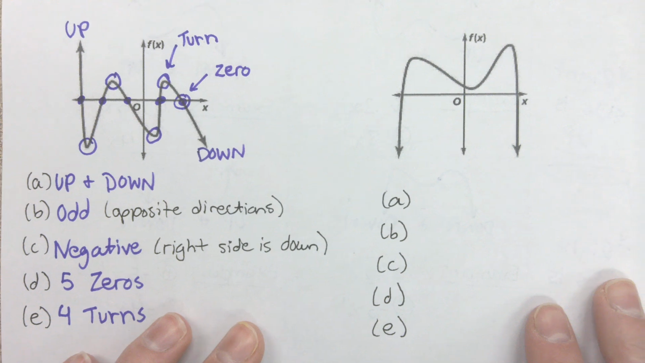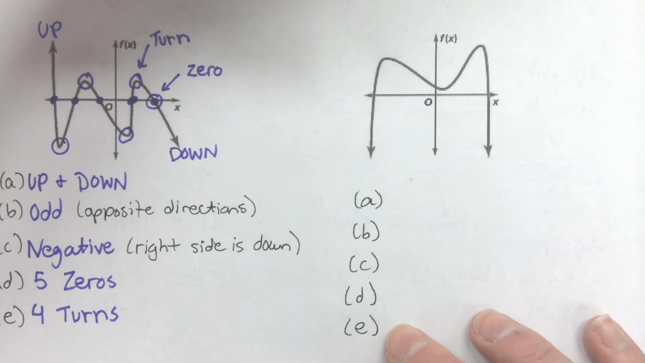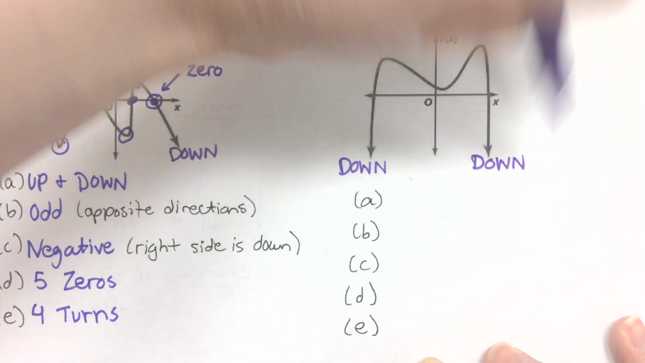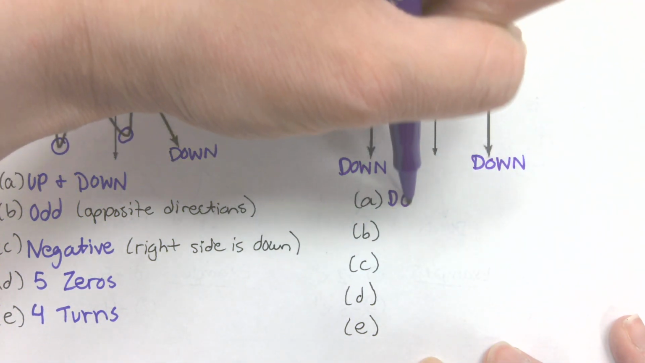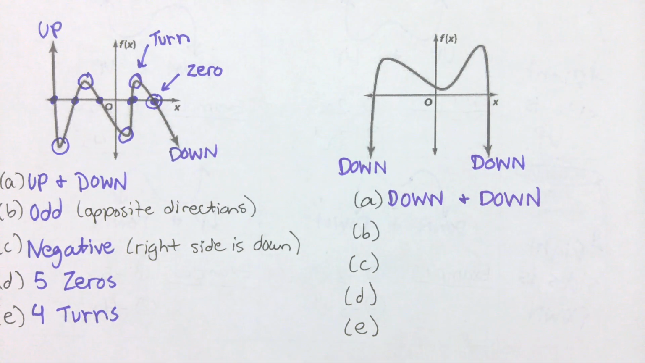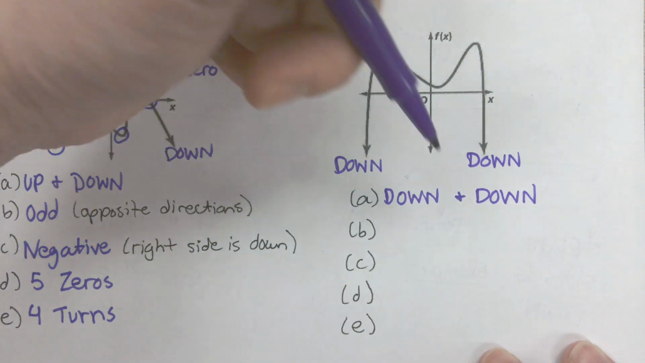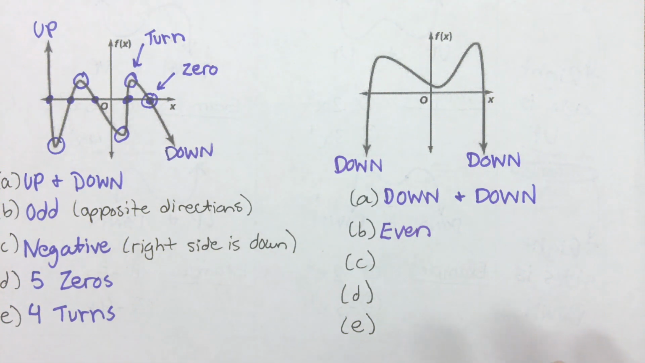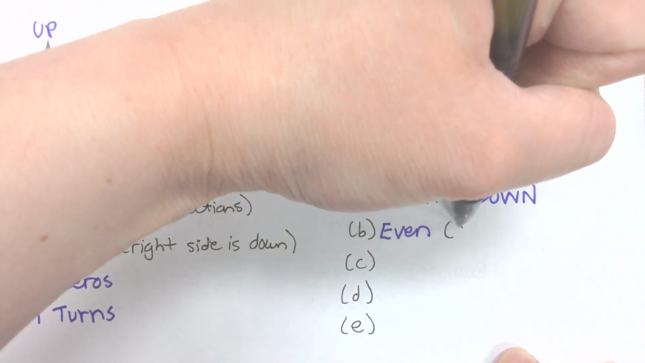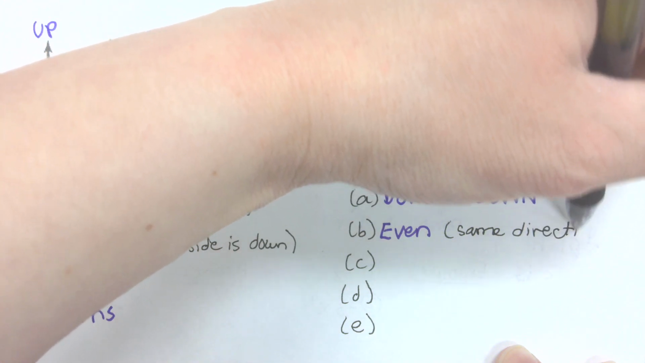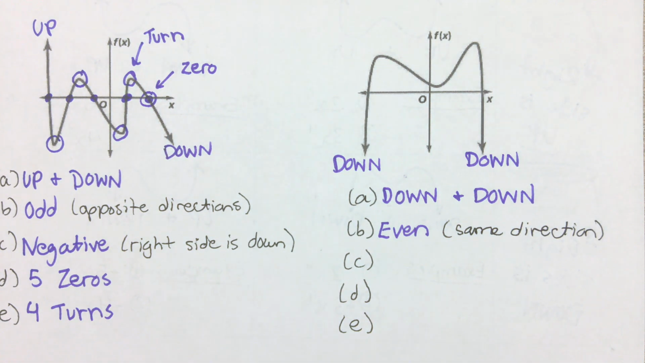First thing we look at is which direction both arrows are going. That's the end behavior. In this case, the left and the right are pointing down. So this graph is down and down. Even or odd? Even. Even, correct. Even, same direction. It's an even function. Or even degree, I should say.